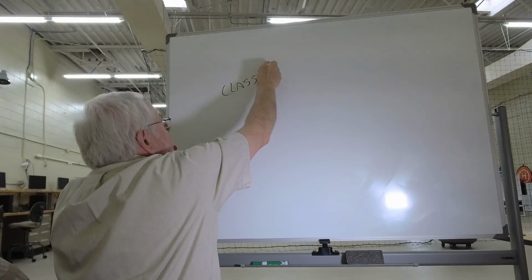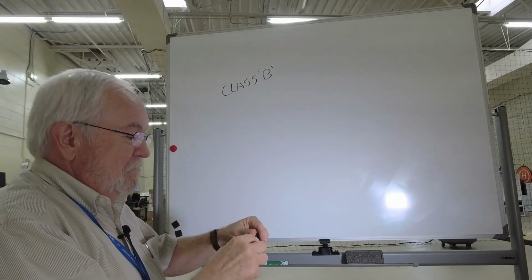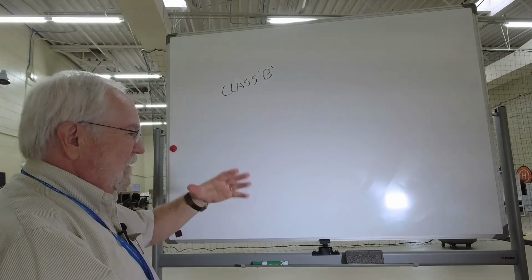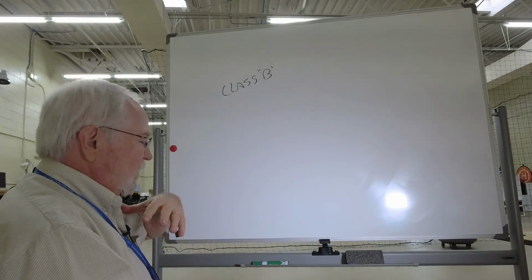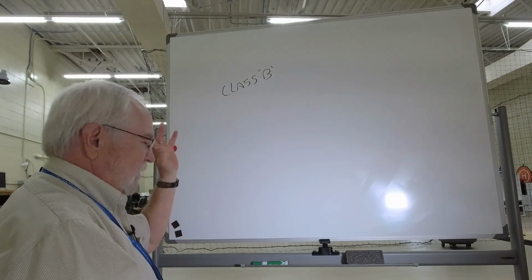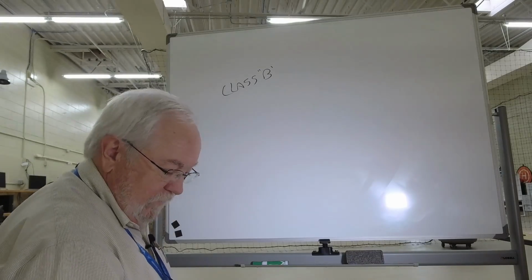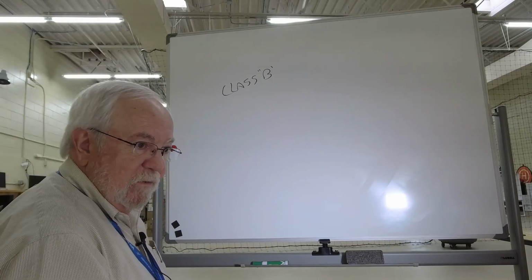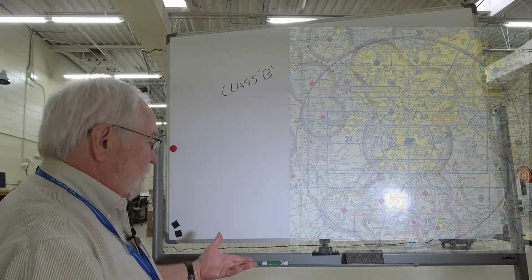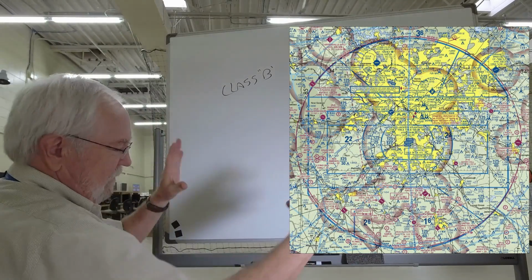Class B airspace, B, remember that stands for big. Class B airports are very few in the United States, but they are ones with multiple instrument approaches and a lot of traffic. Atlanta is the classic example in our area that we would want to be concerned about operating near. And there's a chart, I popped it up.